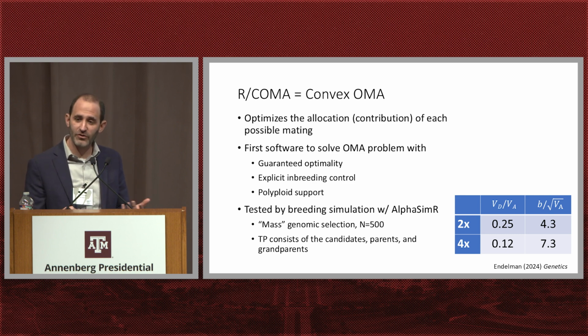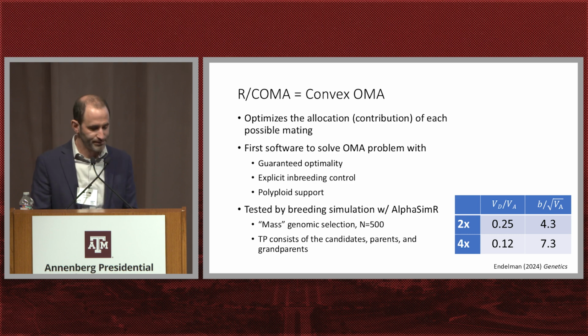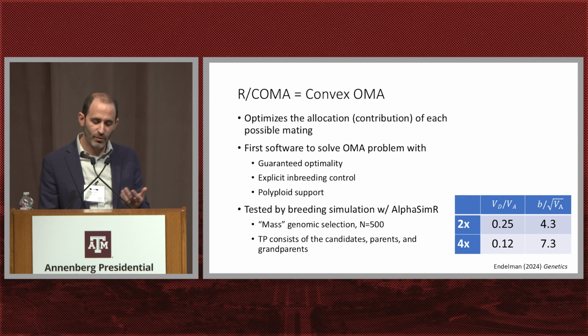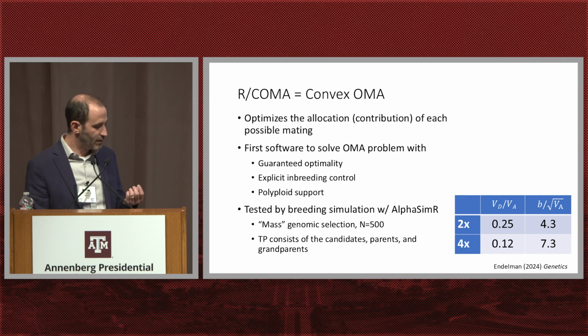It uses very efficient optimization methods that go by the name of convex optimization. So because of that, it's the first time that we have software that can guarantee optimality of the OMA problem. It offers explicit inbreeding control as opposed to more nebulous penalties on diversity, which are useful but don't allow you to directly dial in, I want 0.5% inbreeding, for example. And of course, it works for polyploids. So let me show you some results from a simulation of applying this software to see how it performs.